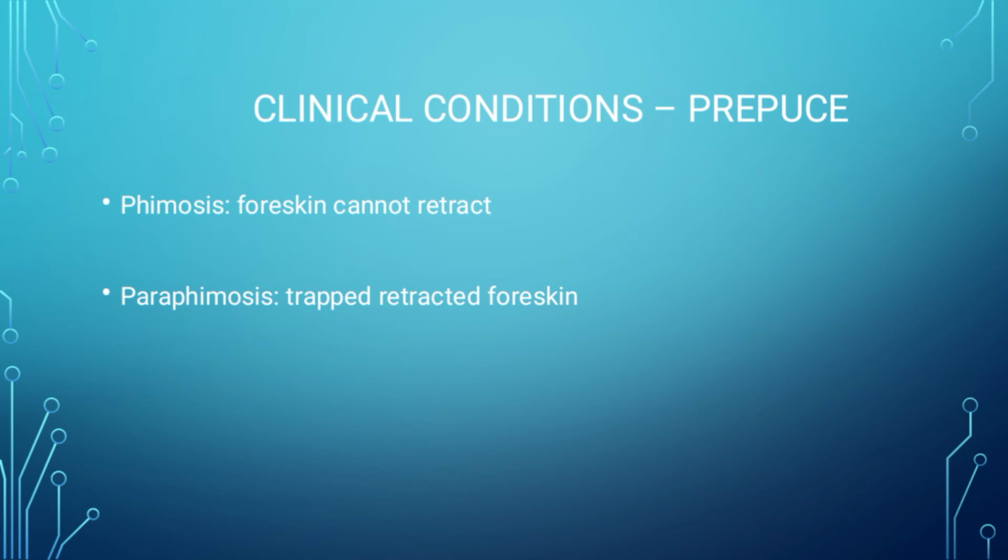Clinical conditions. First of all, a clinical condition of the prepuce. Two common preputial conditions are known. The first one is phimosis, where the foreskin cannot be retracted, and the second one is paraphimosis, where a retracted foreskin becomes trapped behind the glans. Both can cause hygienic issues, infections, or even strangulation of the glans in severe cases.